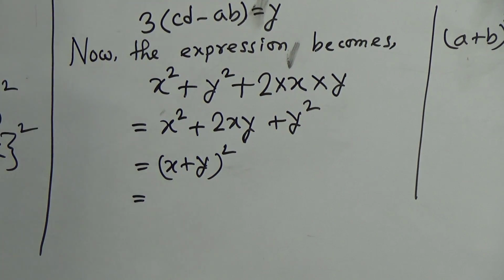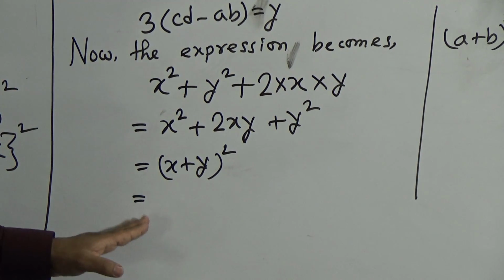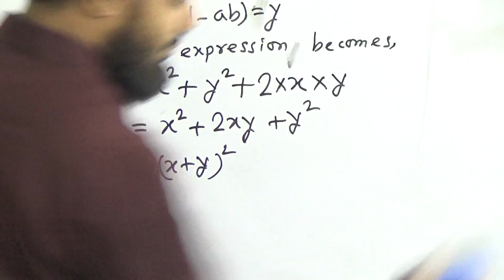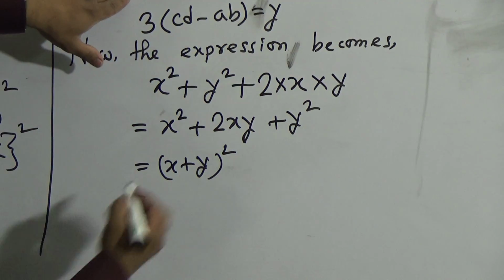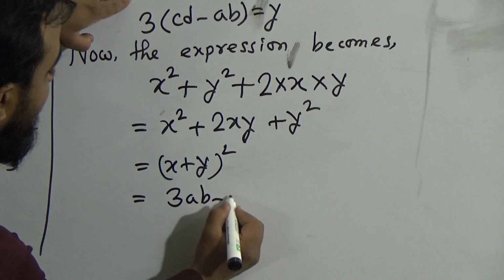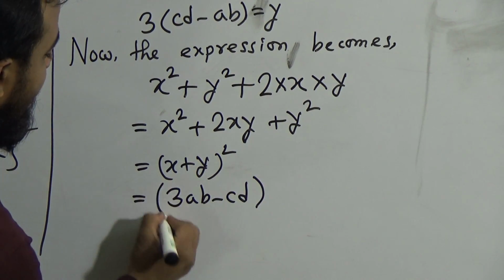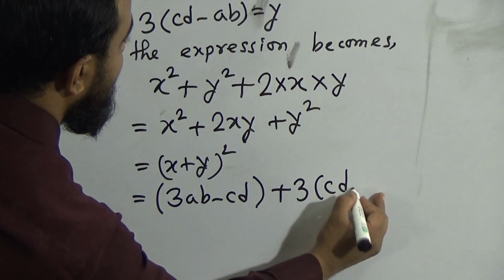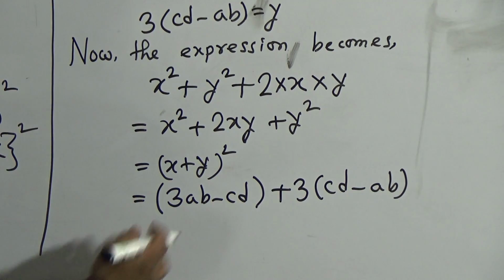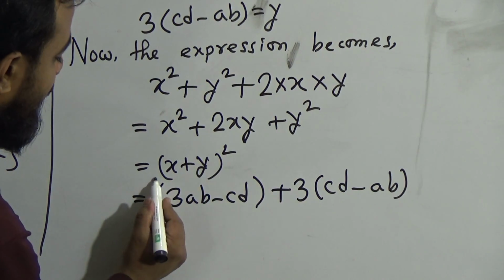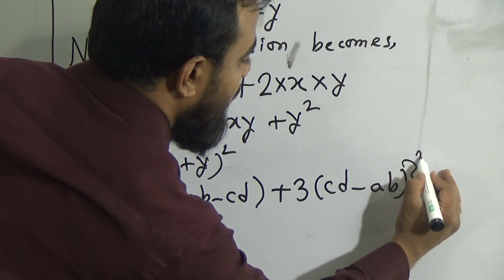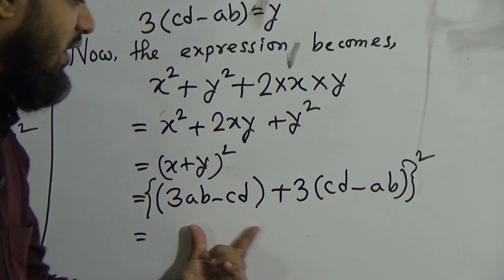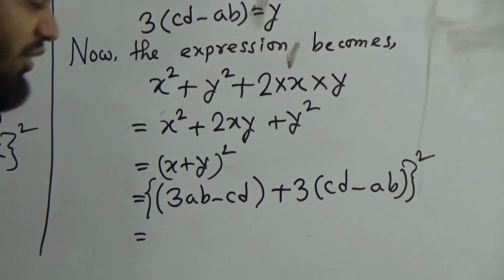Now we will put the value of X and Y here. If we put the value of X and Y here, we will get how much? Look, the value of X is thrice AB minus CD, plus sign, it's Y. The value of Y is 3 into CD minus AB, and this has the square sign on top, so we will use the second bracket and write the square at the top of the bracket. Now my dear students, we will omit the first bracket in between the second bracket.